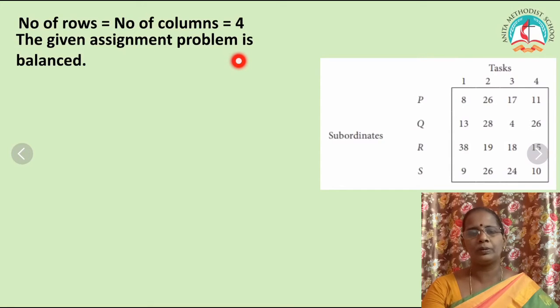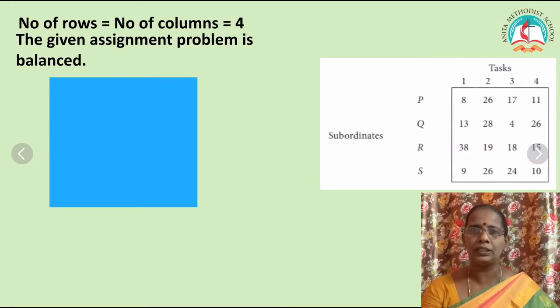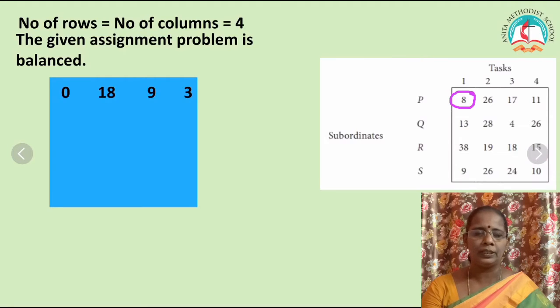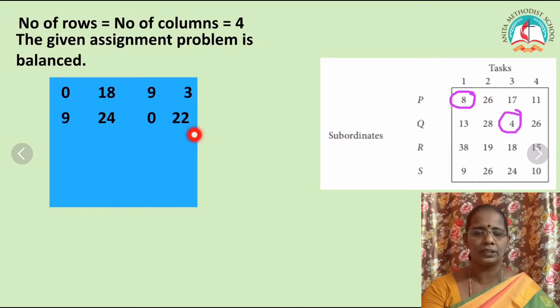Now you have to bring at least one 0 in every row. For that you have to mark the smallest element. Which is the smallest number here? 8. So 8 minus 8 is 0, 18 minus 8 is 18, 17 minus 8 is 9, 11 minus 8 is 3. And in the next row mark the smallest number, which is 4. So 9 minus 4 is 5, 13 minus 4 is 9, 28 minus 4 is 24, 4 minus 4 is 0, 26 minus 4 is 22. Next, go to the third row.